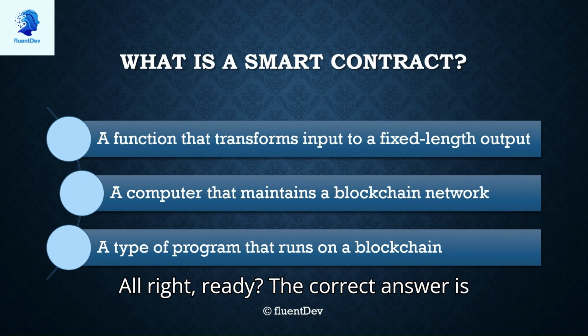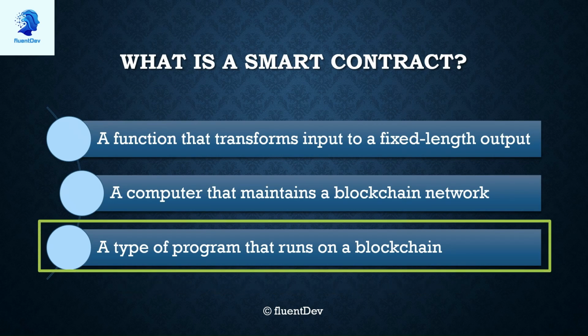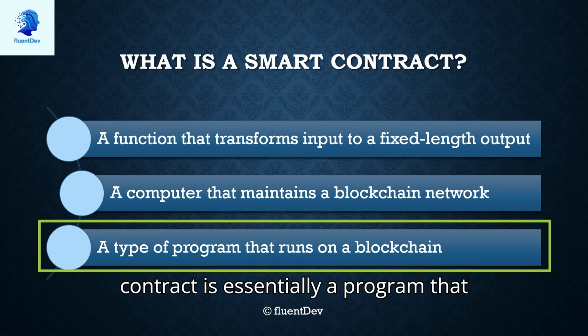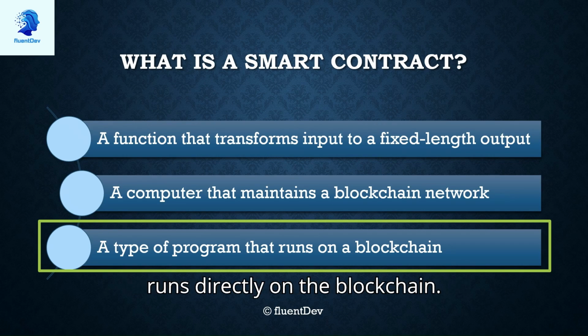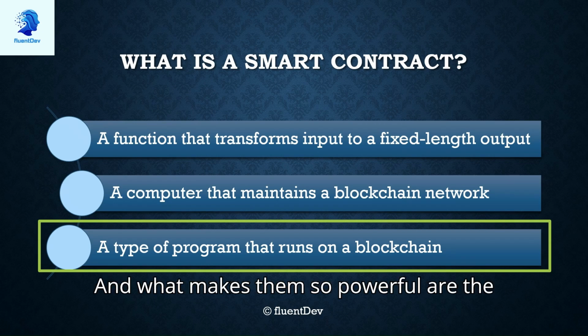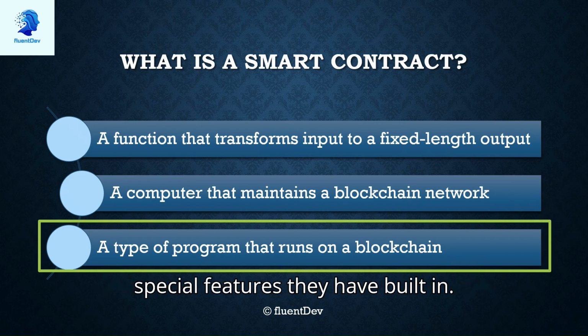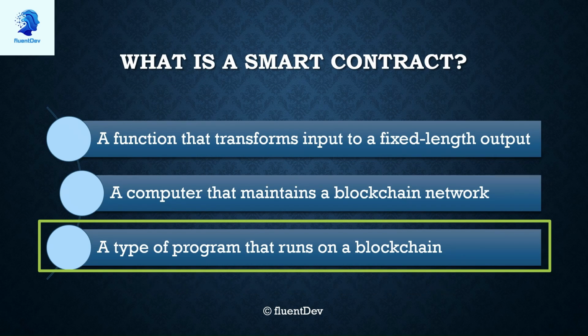All right, ready? The correct answer is C. A smart contract is essentially a program that runs directly on the blockchain. And what makes them so powerful are the special features they have built in. Let's take a closer look at smart contracts.